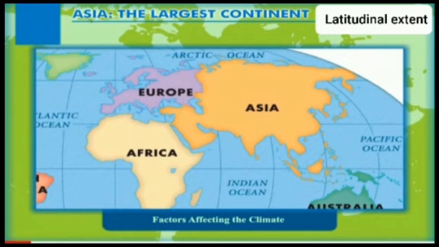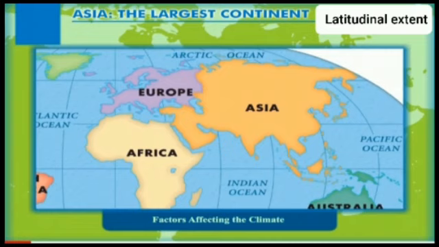As you know, the east-west and the north-south extension of Asia are huge. And Asia spreads across all three heat zones of the earth. Do you remember the three heat zones? They are the torrid, temperate and the frigid zone. So Asia spreads across all the three heat zones of the earth.